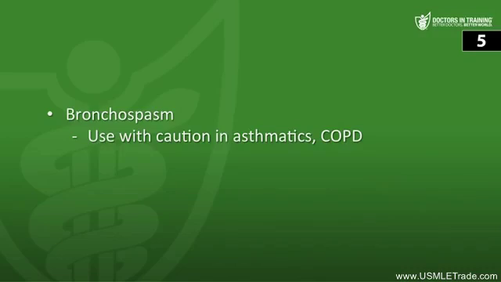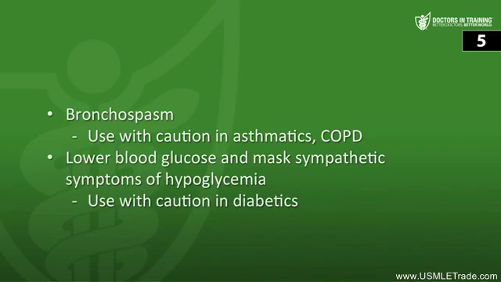Next, what are the common side effects of beta blockers, and which patient population should use caution when taking beta blockers? So, some of the common side effects. First one, we have bronchospasm, especially with those non-selective beta blockers. You never want to use a non-selective beta blocker in a patient with asthma or COPD, and in general, just use caution with even the selective beta blockers as well. Beta blockers can lower blood glucose and they can mask the sympathetic symptoms of hypoglycemia. So you need to use caution when you're giving a beta blocker to a diabetic.